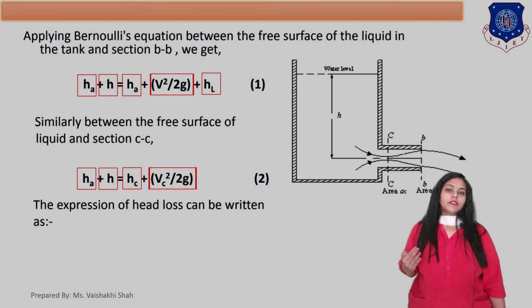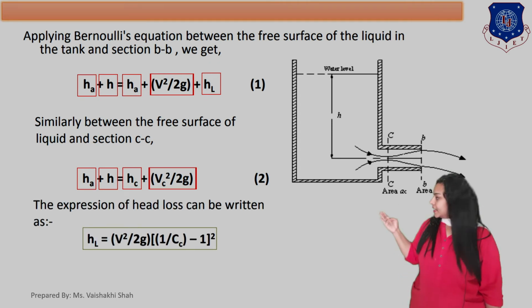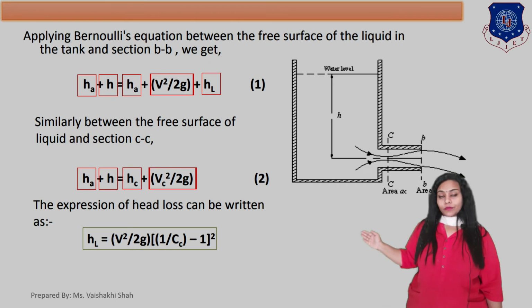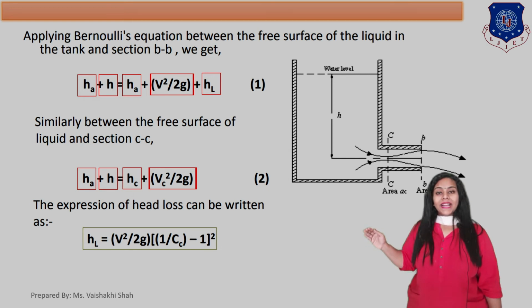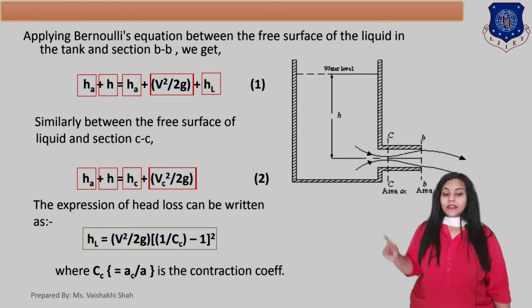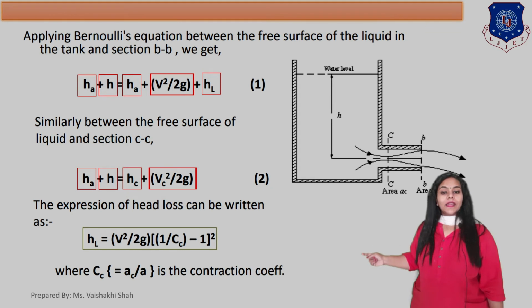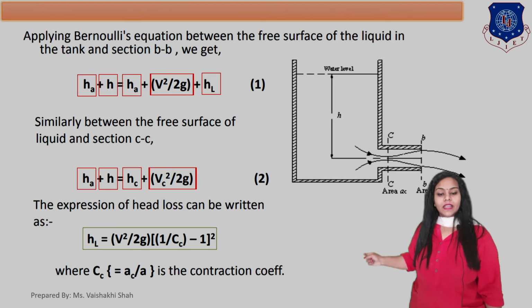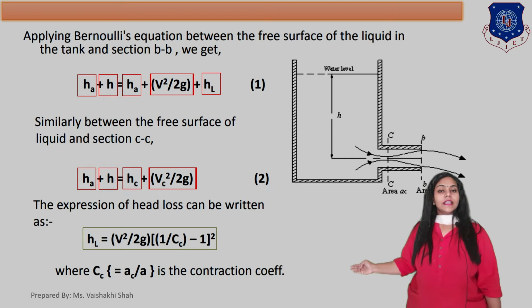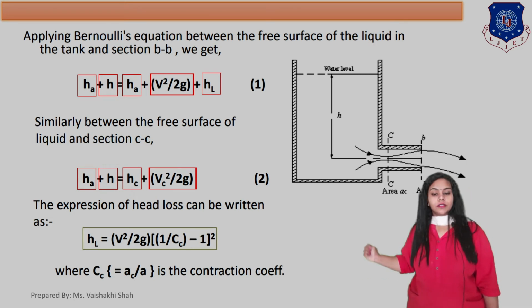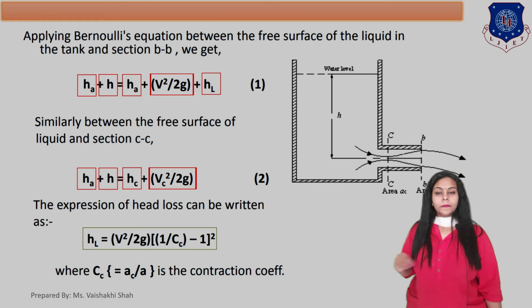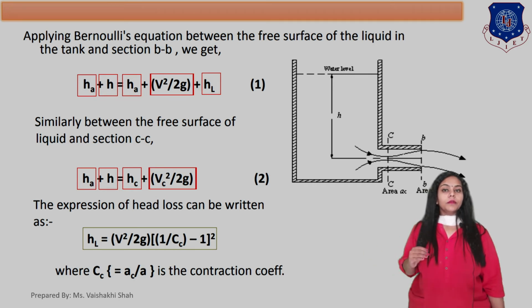Now, compare equation 1 and 2. So, you get HL equals V square by 2g bracket 1 by Cc minus 1 square. Here you can replace AC by A with Cc, where Cc is the coefficient of contraction. So, your equation of HL becomes V square by 2g into 1 upon Cc minus 1 whole square.